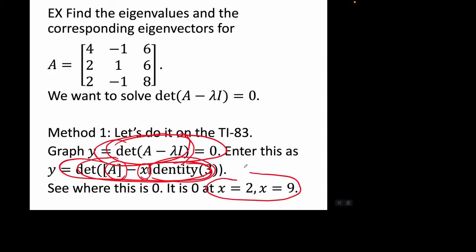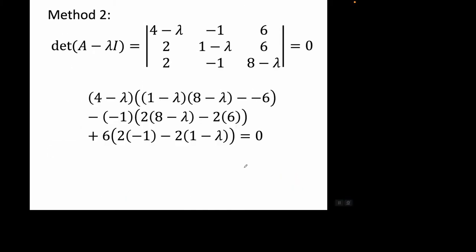Now, to be honest, if you have a TI Inspire, it just has an eigenvalue and eigenvector command, so you can do it like that. It's much quicker. But you can do it using the old-fashioned TI-83, as you can see. Here's method 2. Okay, this is the long way to do it. Determinant of A minus lambda I, you subtract lambdas from the diagonal. This is what you end up with.